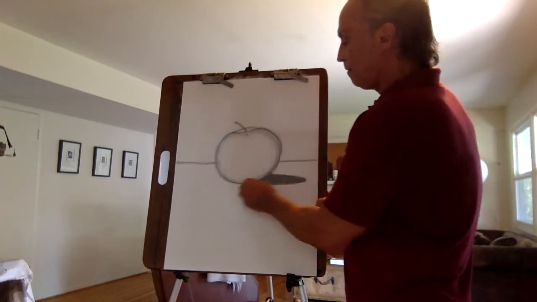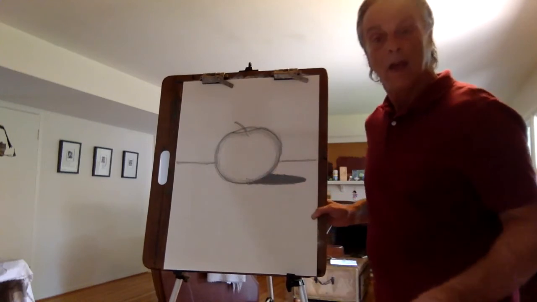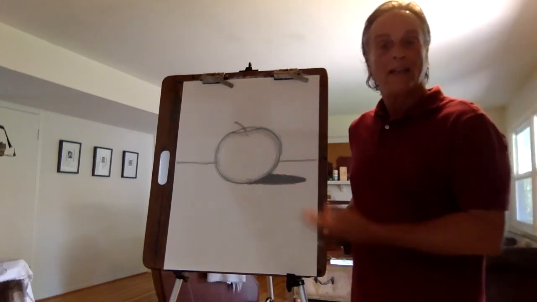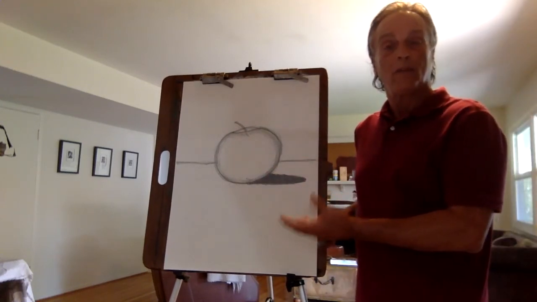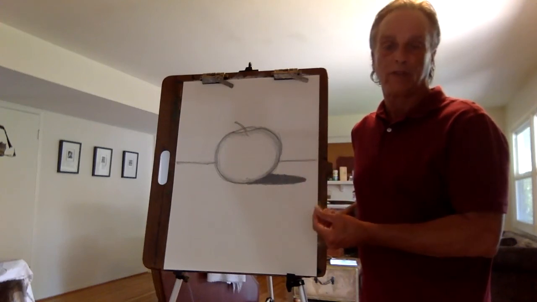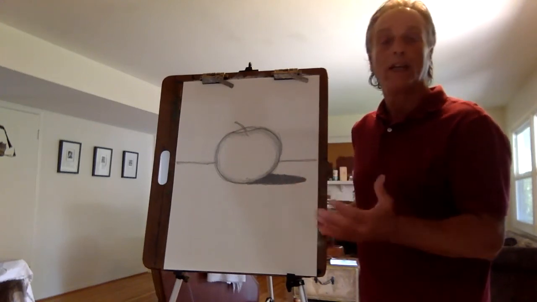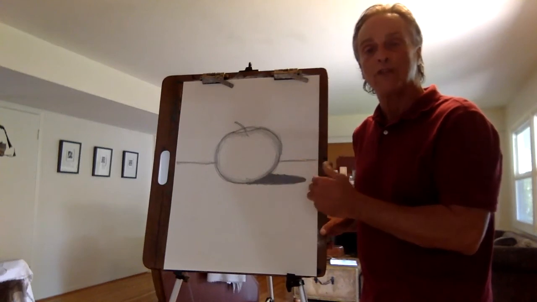Very nice. Okay. And there you go. That is the beginning of an apple, and there's so much more we can do with this, okay? We can use colored pencils. Again, we're going to learn how to use the range of values.